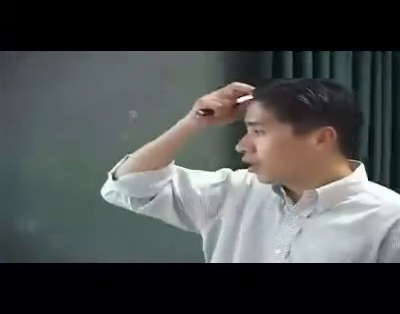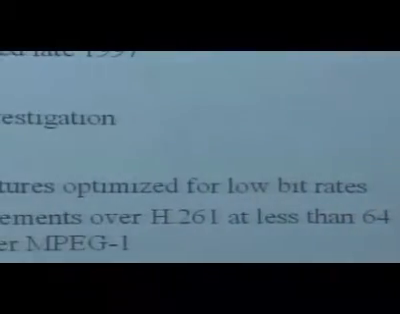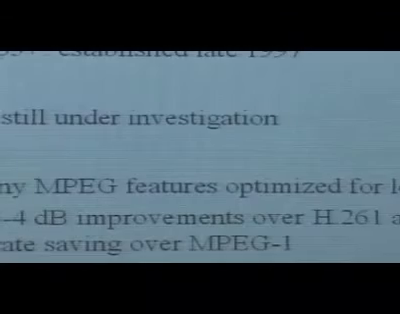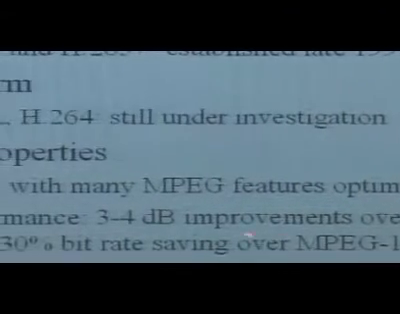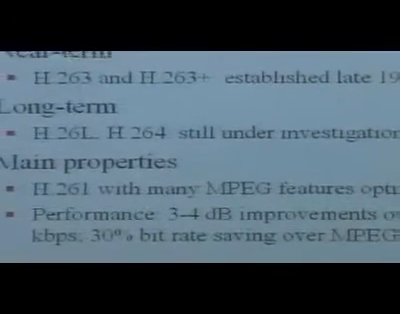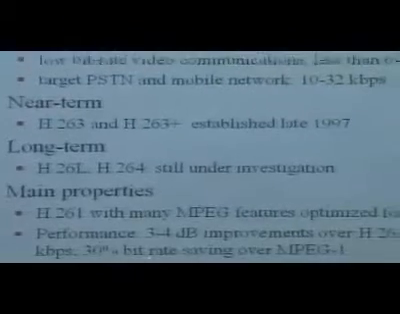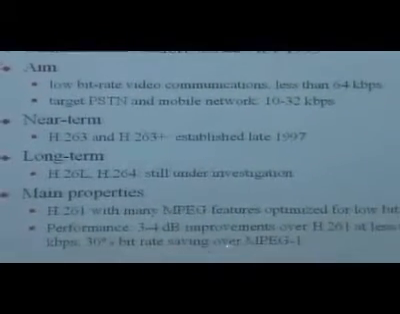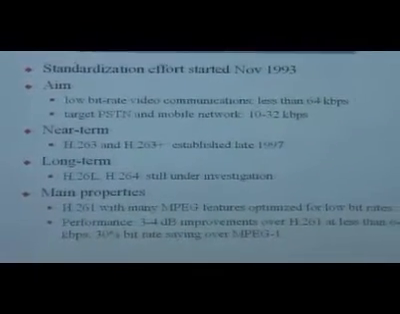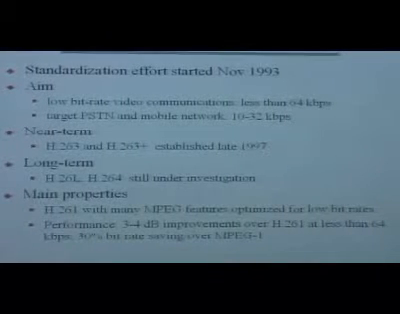So H.263 is the follow up of H.261. Okay? And it is actually H.261 with many MPEG features, optimized for low bitrate. So it's still low bitrate. It's geared toward low bitrate applications. It has a major improvement over 261. Okay, and it's roughly about 30% bitrate saving over MPEG-1. So this is a pretty powerful improvement over MPEG-1.